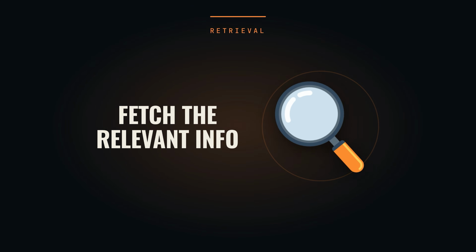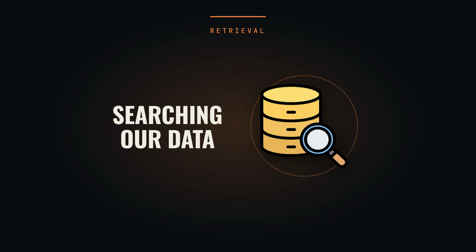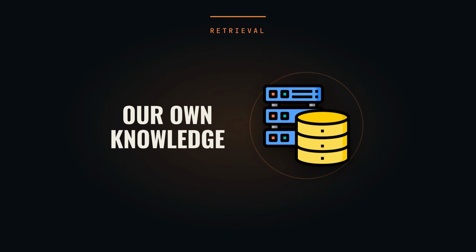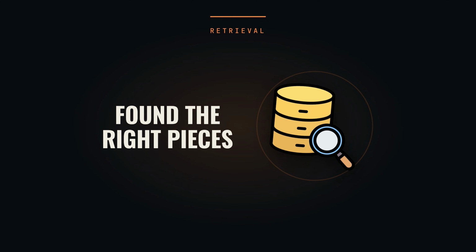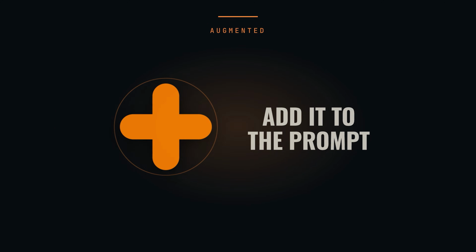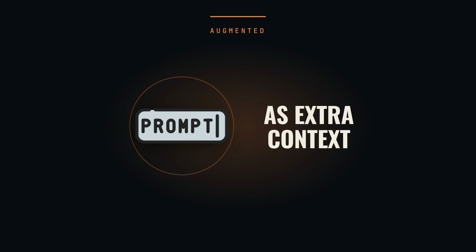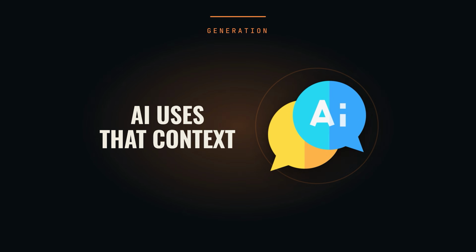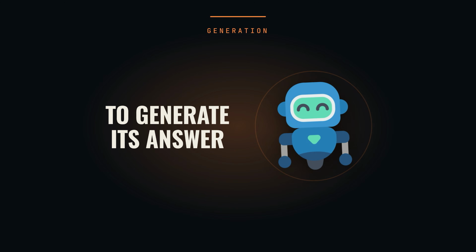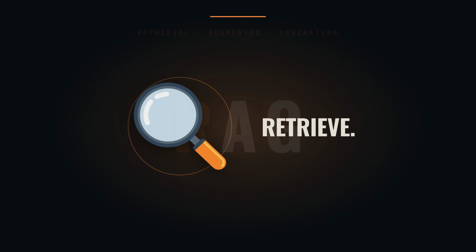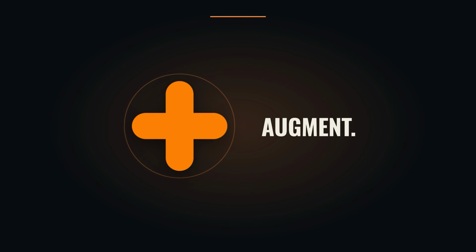First, we go and fetch relevant information from our own data, our documents, our PDFs, our own piece of knowledge. And this is called retrieval. And then we add that information into our AI prompt as extra context. And this is augmented. And finally, AI uses that context to generate the answer. And that is called generation. RAG. So retrieve, augment, and generation.